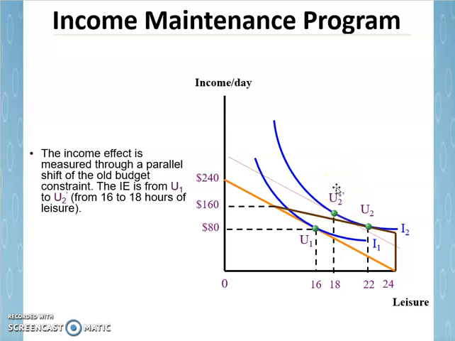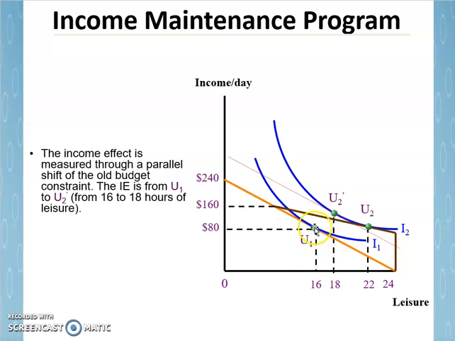In other words, the income effect to get to this indifference curve would cause them to take 2 hours more leisure, to go from 16 to 18 hours of leisure, effectively working 2 hours less. No surprise there, because we've learned that a pure income effect causes people to work less. Now, what is the actual outcome?